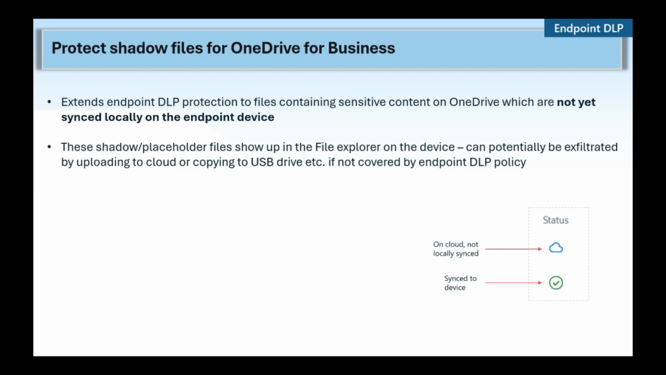But a second attempt to do so would be blocked because the file now gets synced after you made your first interaction with it, right? And it now comes under the scope of the endpoint DLP policy. But with this enhancement that we're bringing, the first attempt itself will be blocked when the file is actually not synced. So this is the core idea of this feature.